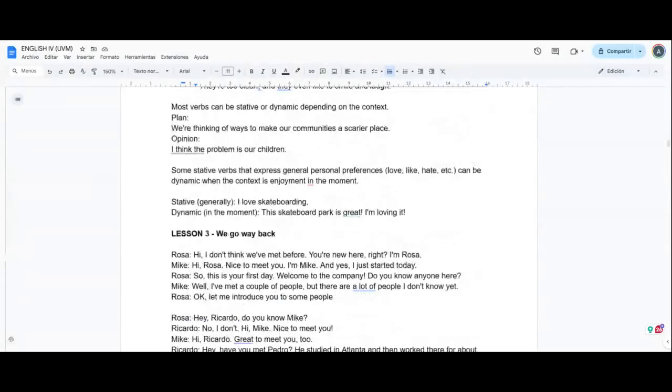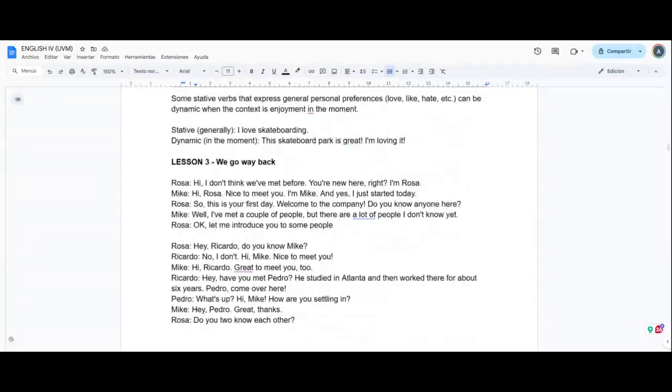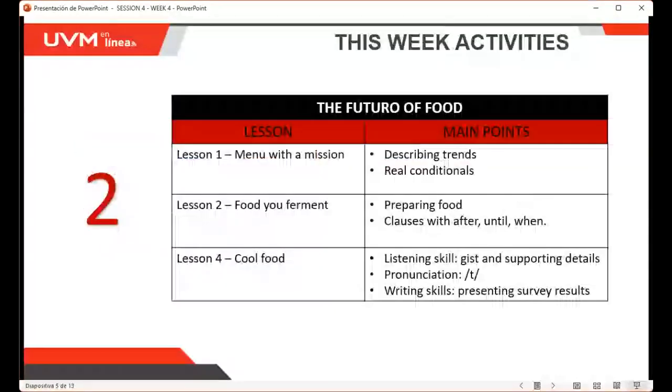Then we will talk about Unit 2, which is the focus of today's session. Just let me go back to the presentation. Okay, here we go. So for today's session, the main topics are these ones. You worked during the last week with Unit 2, the future of food. In this case, we worked on 3 lessons. Lesson 1, menu with a mission. Lesson 2, food you ferment. Lesson 4, cool food. In lesson 1, the main points were vocabulary for describing trends and real conditionals.